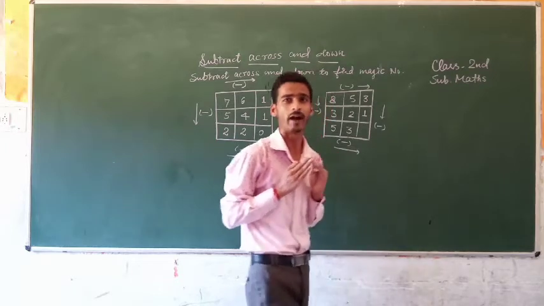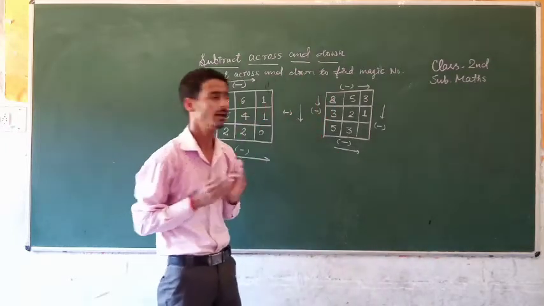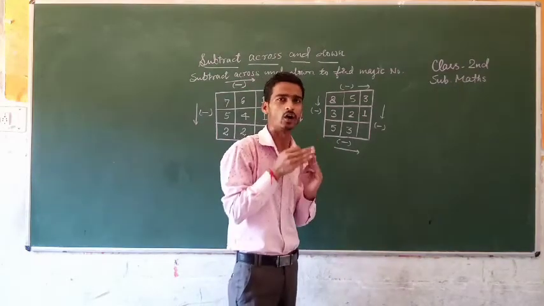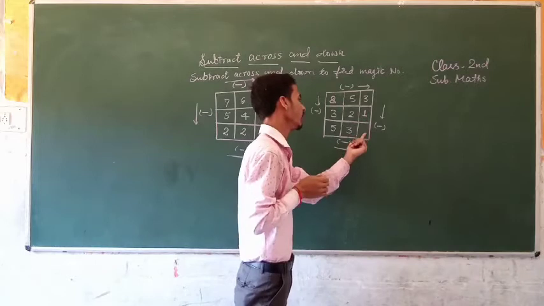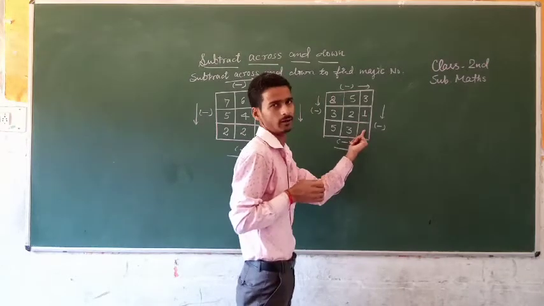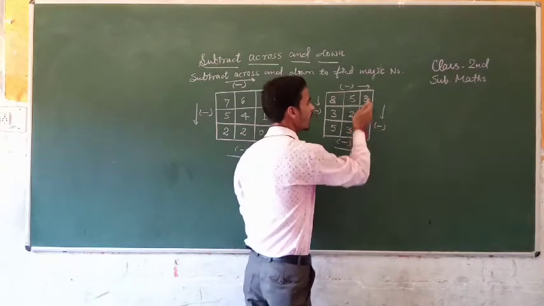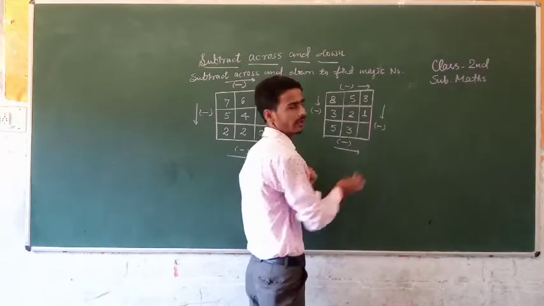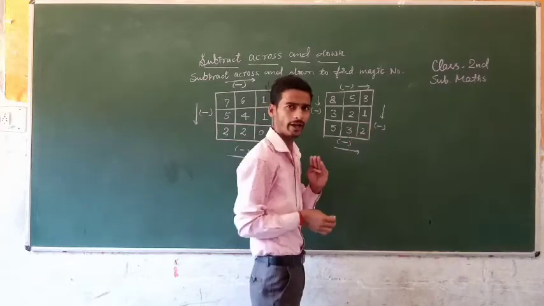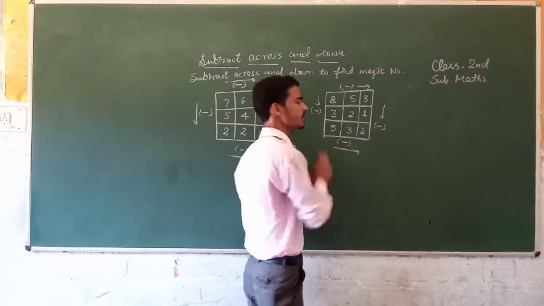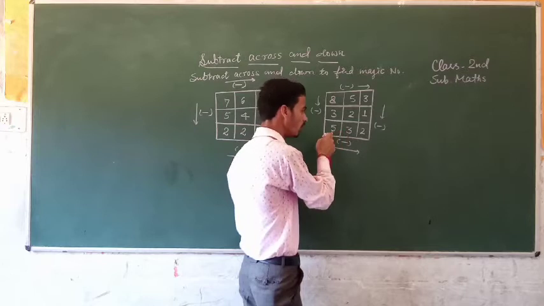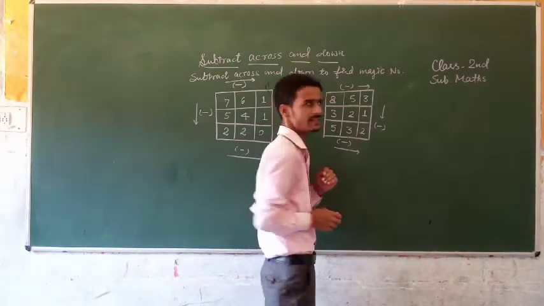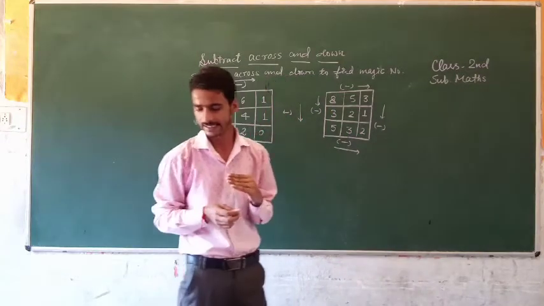Now we will find magic numbers. And how will we find magic numbers? Listen carefully. Magic numbers means if you subtract across and down, in both conditions you will find the same number. Here is 1 and here is 3. When you subtract 1 from 3, here will be 2. And here is 3 and here is 5. When you subtract 3 from 5, here is also 2. So 2 is a magic number.